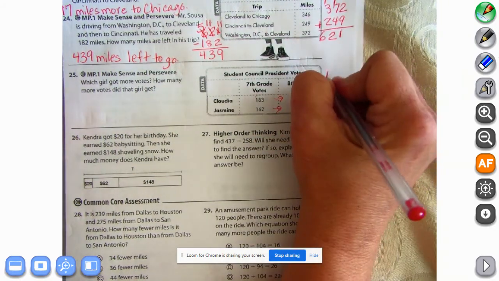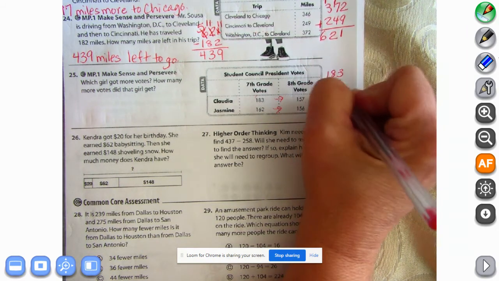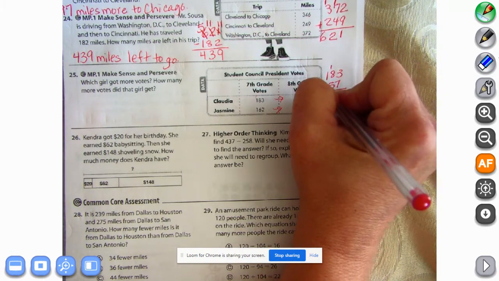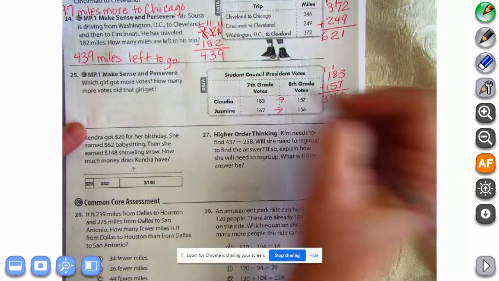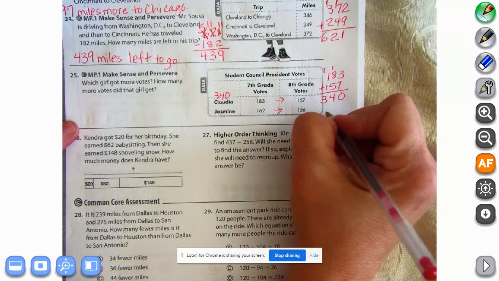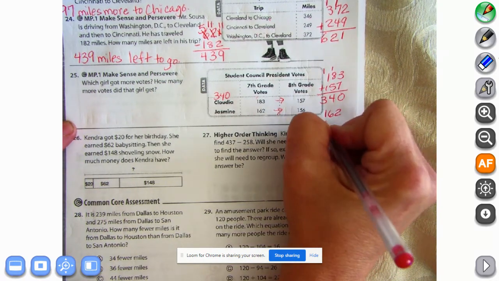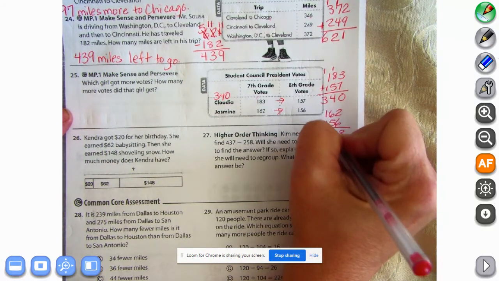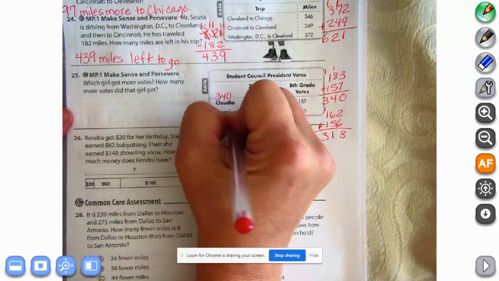So 183 plus 157, 10, carry your 10 up here. 9 plus 5 is 14, carry that up here. 340. So Claudia has 340 votes. Jasmine has 162 plus 156. So 2 plus 6 is 8. 6 plus 5 is 11, and that is 318 votes. So she has 318 votes.